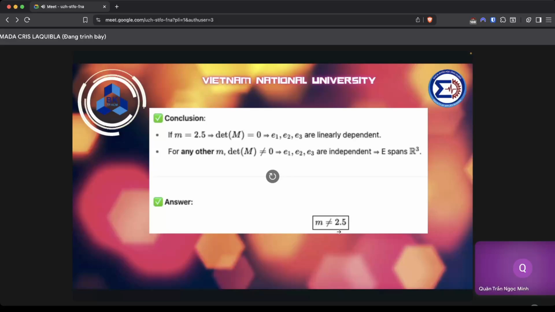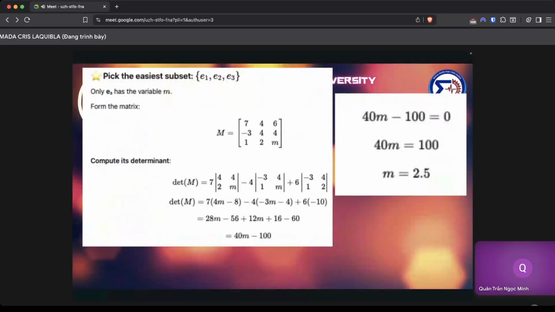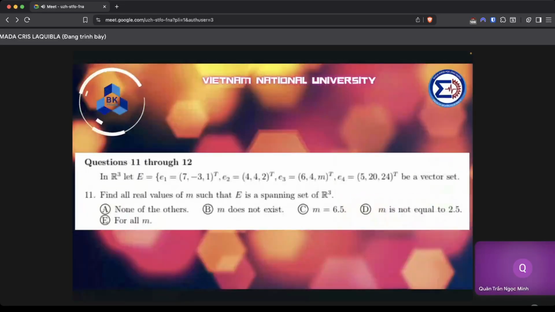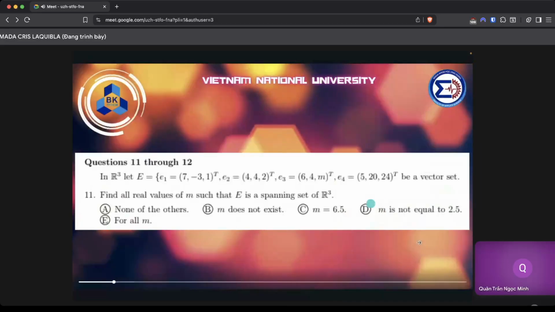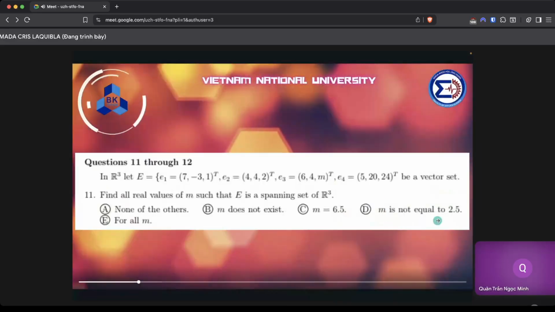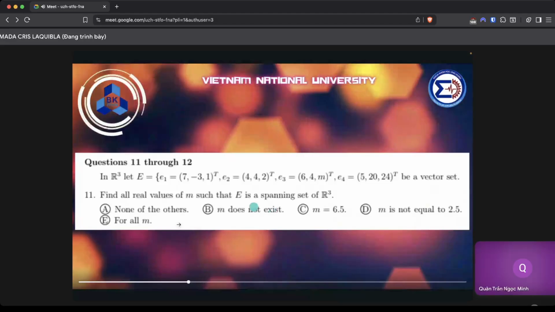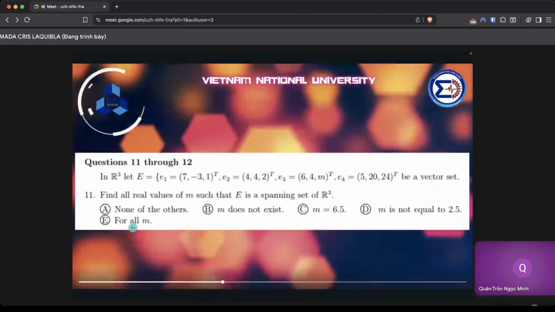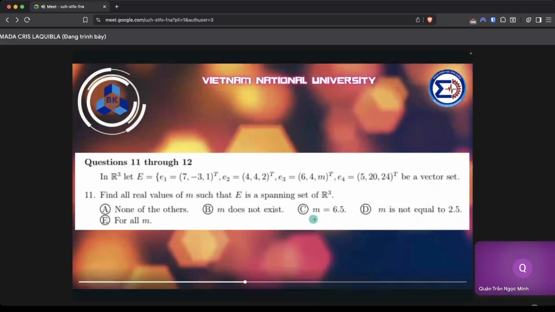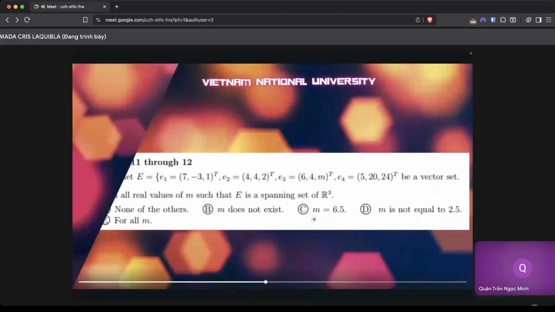And where is that in the choices? It's here, letter D. m is not equal to 2.5. Okay? So for all m, this is not true. And the others are not true also. So only that D is the answer.